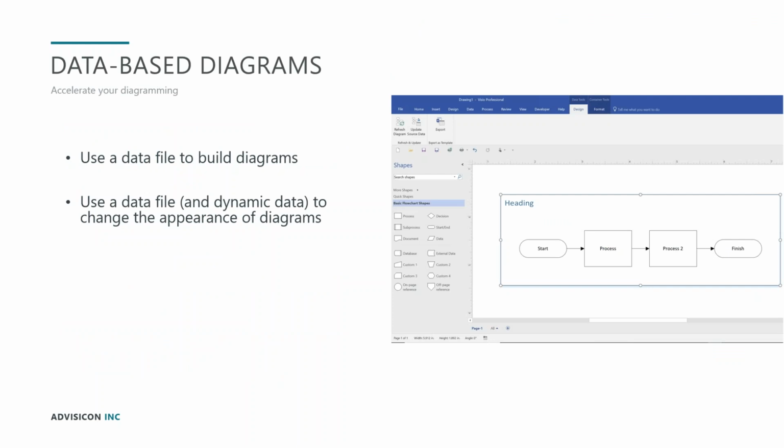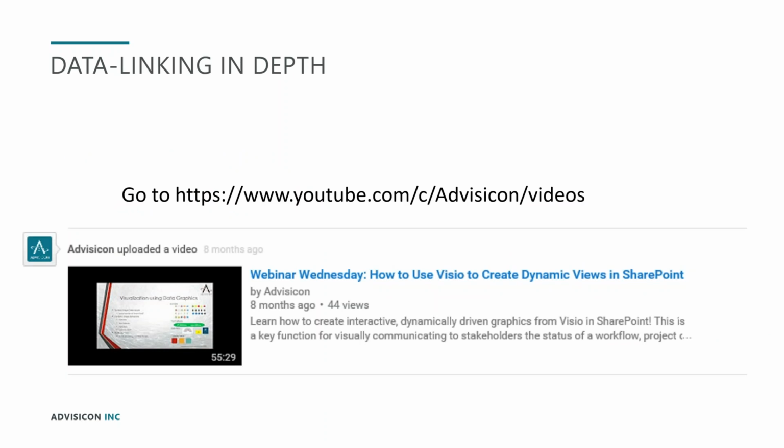We've got a lot of power in here, and I've done several Visio webinars talking about data linking. You can use data files to build diagrams where you just set up an Excel file with a list of processes, the information in them, and the predecessor and successor relationships between those diagrams or shapes, and Visio will import that and quickly create a diagram that uses those relationships and will allow you to quickly and easily accelerate your creation of diagrams.